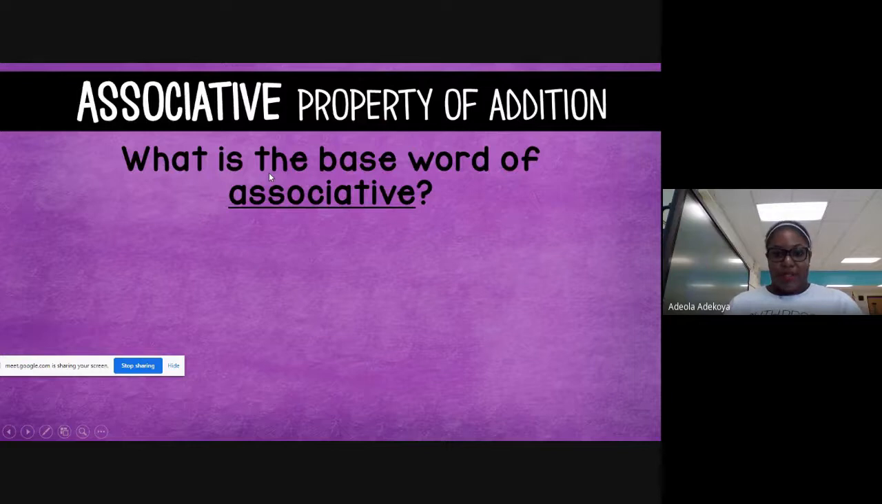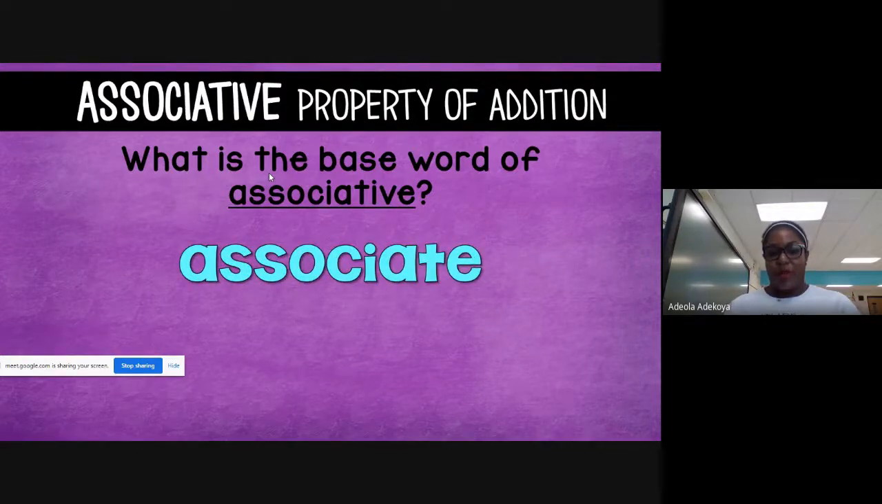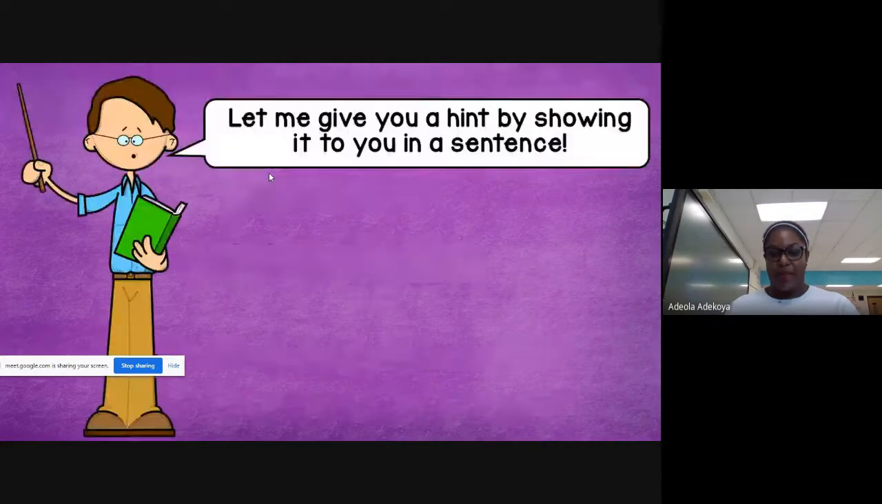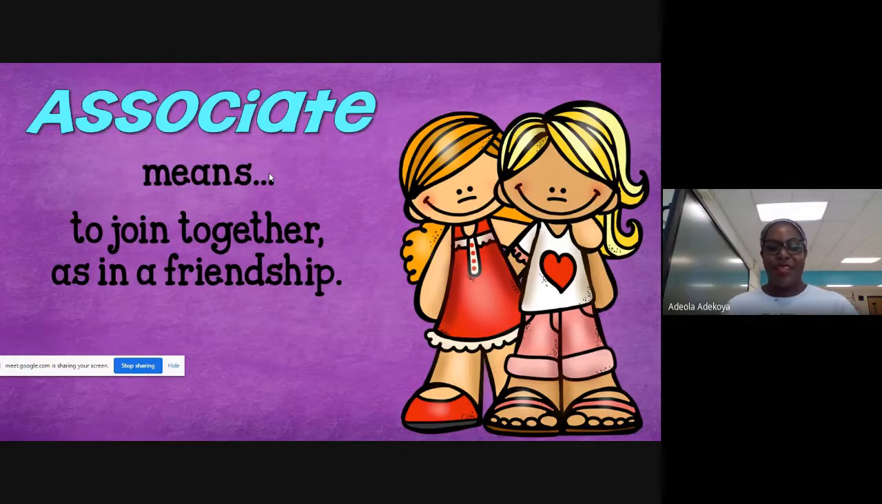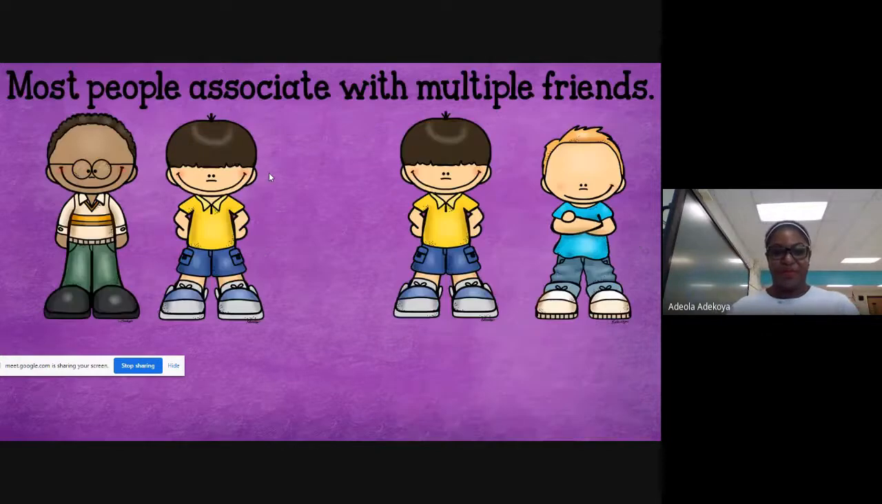So here with the associative property, what is the base word for associative? So associate, what does that even mean? I'll give you a hint by looking at this sentence, by using it in context. Amber began to associate with Shelby when they were in the same 2nd grade class. Does that ring a bell? Associate means to join together, as in friendship. Most people associate with multiple friends.